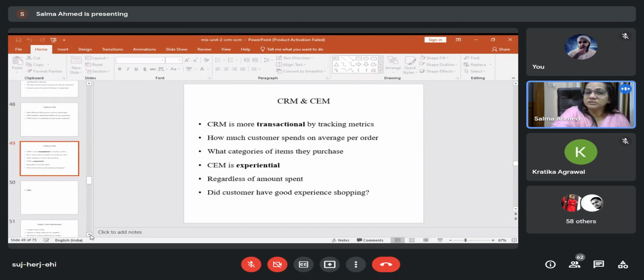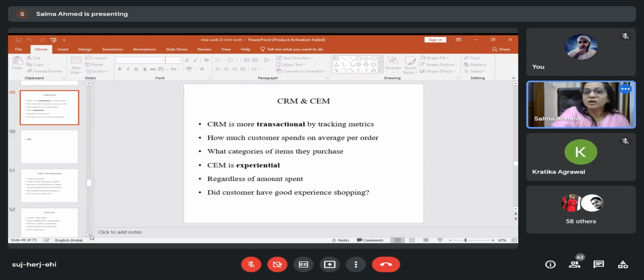CRM is more transactional, tracking metrics like how much a customer spends at a time and what categories of items he purchases. CM is not transactional and is not concerned with tracking metrics. Regardless of how much they spend, we just want to analyze: did they have a good experience? Yes or no? If no, there's a huge scope for improvement. So that's CRM and CM.